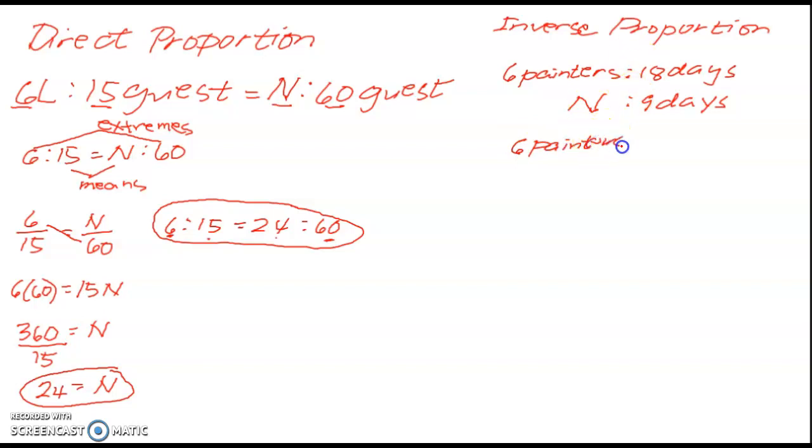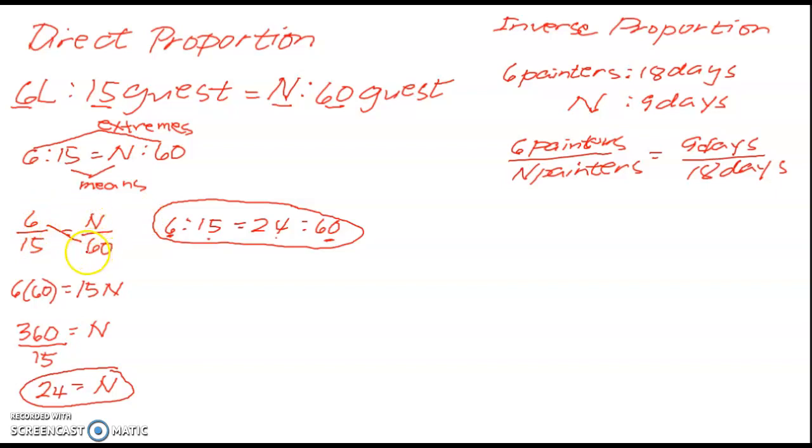Okay, 6 painters over n painters, which is the unknown, is to 9 painters, 9 days over 18 days. Okay. Unlike this one, in this equation dito sa direct proportion, this one is juice, guessed.